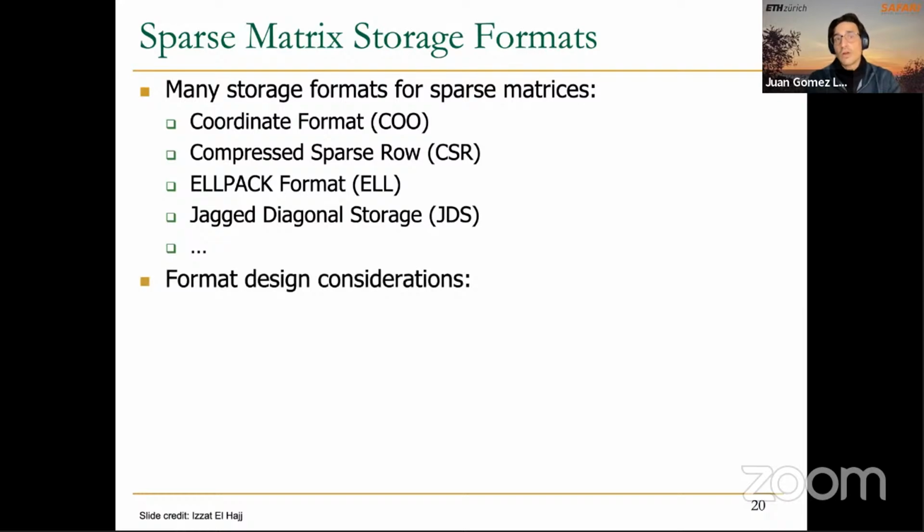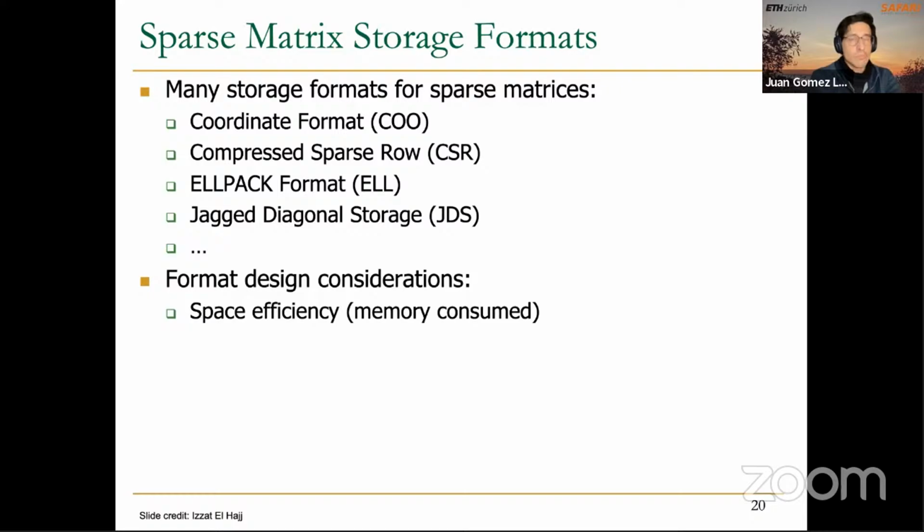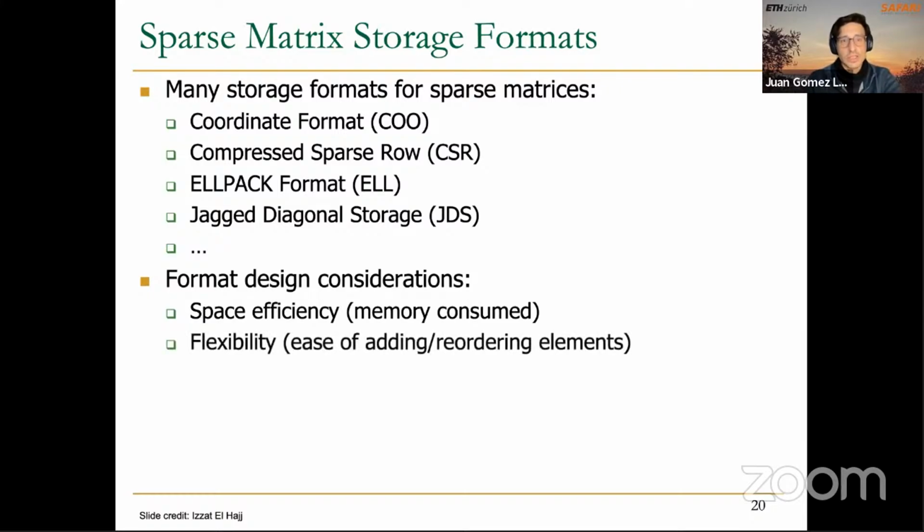When deciding what's the right compression format for the problem that we are dealing with, there are several design considerations to take into account. The first one is the space efficiency. That is how much memory is consumed, because in the end, we don't want to waste memory, right? So there's no need for storing zeros, and we may eventually want to store some of the zeros, but that's because we are going to save space in a different way, or because that's going to enable more efficient computation. We will see some examples of that.